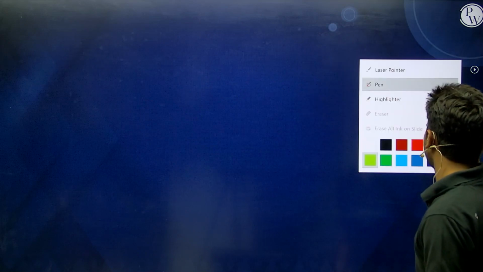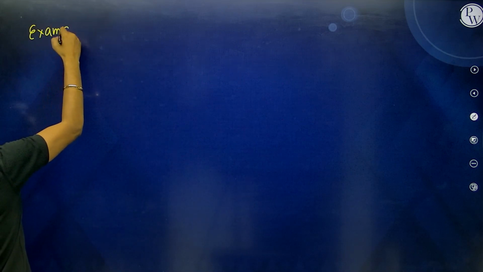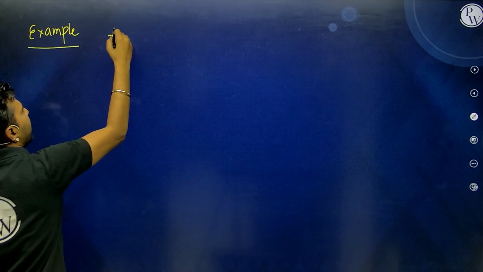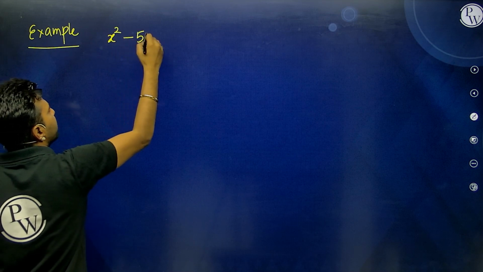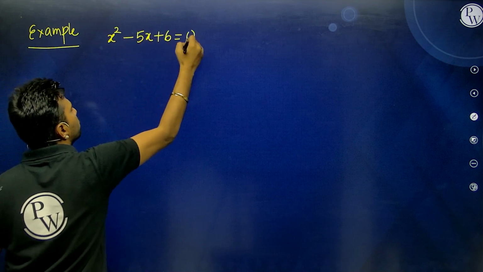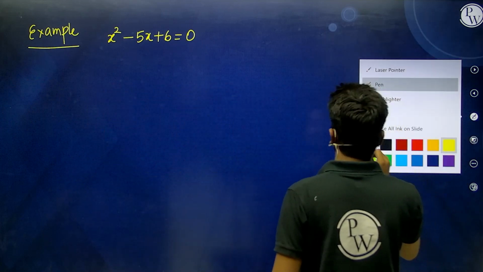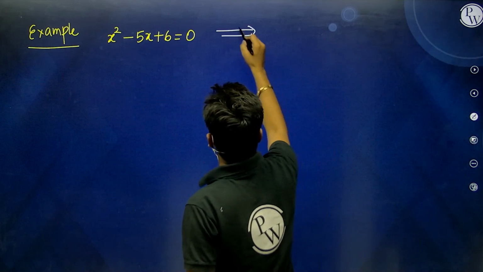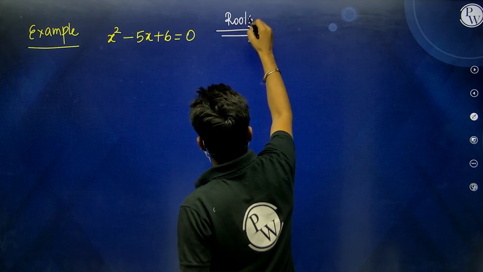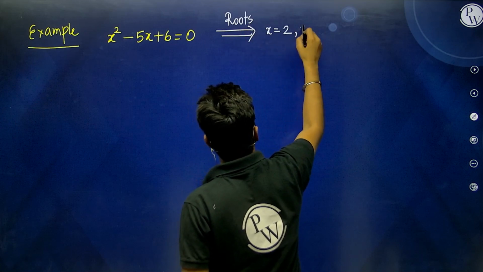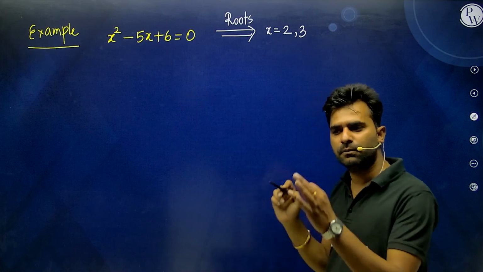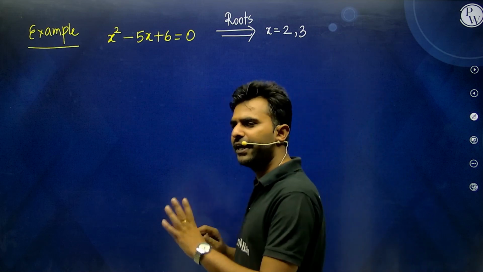I'll tell you. You might have solved quadratic problems like this. Let's take a few examples. If I give you a problem like this, x square minus 5x plus 6 is equal to 0, can you guys find out the roots of this particular equation? Roots are x equal to 2 and x equal to 3. Yes, splitting the middle term, quadratic formula, anything you can apply and you can get the answer.